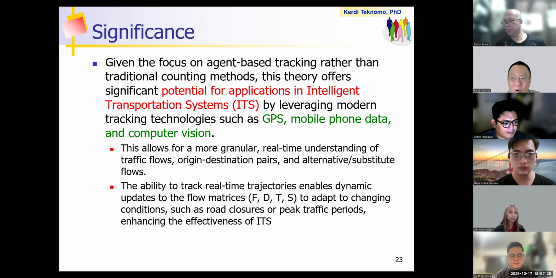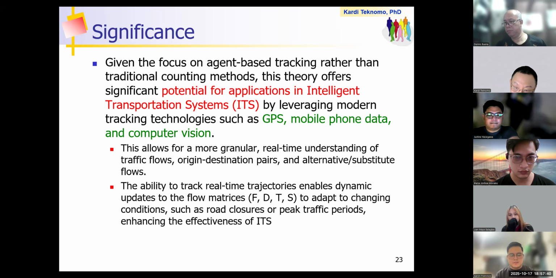So this will allow more granular, real-time understanding of the traffic flow, the OD pair, and what is the alternative flow, the substitute flow. You will be able to track the real-time trajectory, and the connection between the flow F, the OD, the alternative flow T here, and S here is the substitute flow. How you will adapt to the changing condition in the actual road.